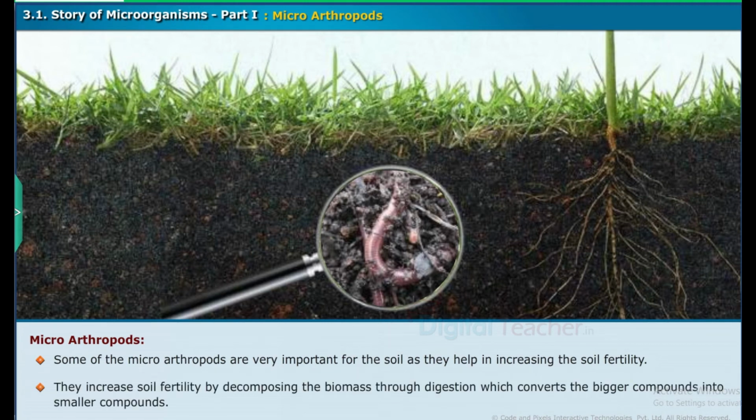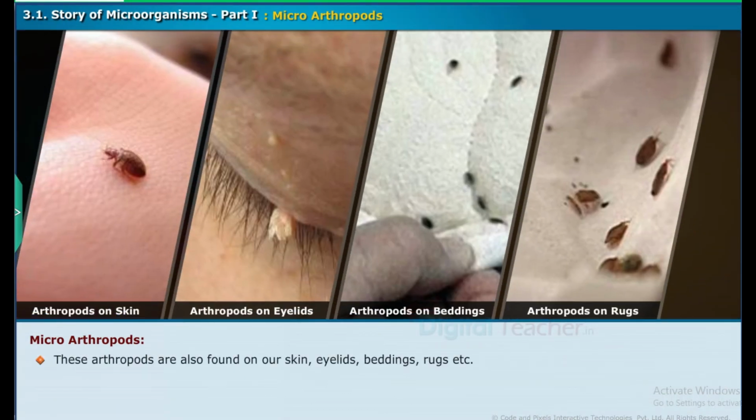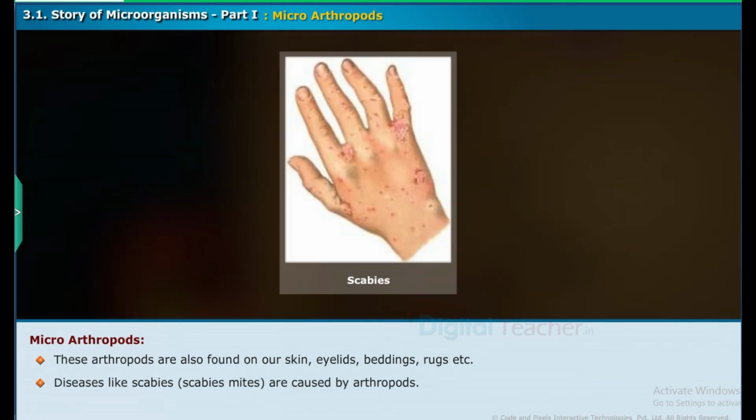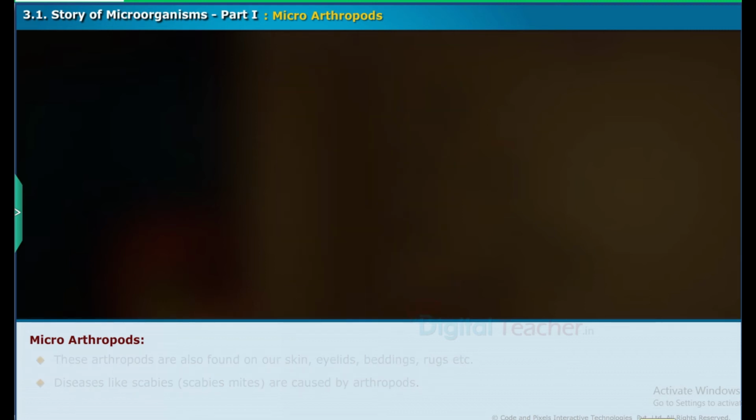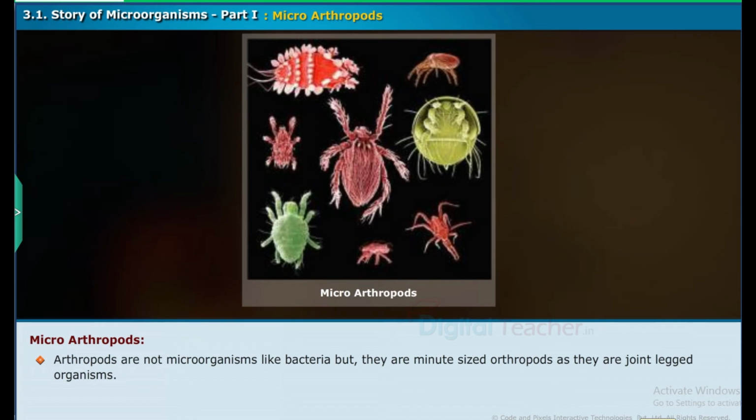They increase soil fertility by decomposing the biomass through digestion, which converts the bigger compounds into smaller compounds. These arthropods are also found on our skin, eyelids, beddings, rugs, etc. Diseases like scabies are caused by mites. Arthropods are not microorganisms like bacteria, but they are minute-sized arthropods as they are joint-legged organisms.